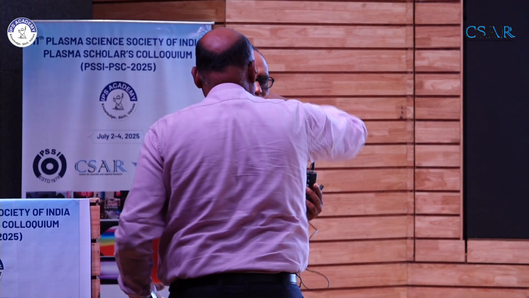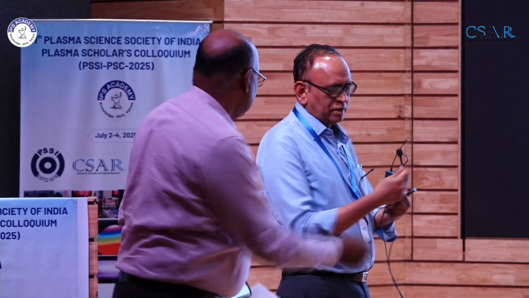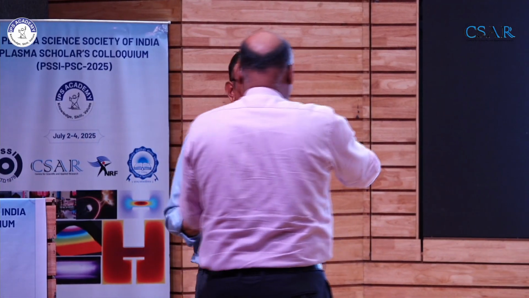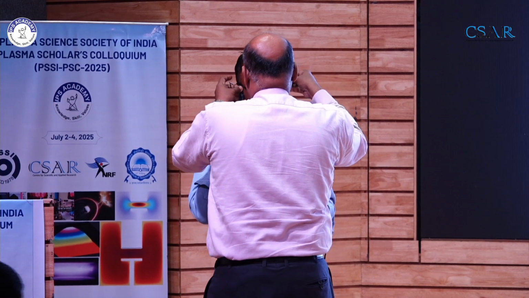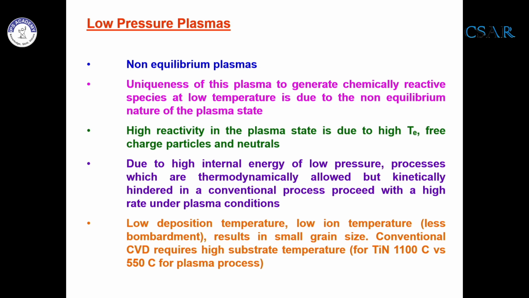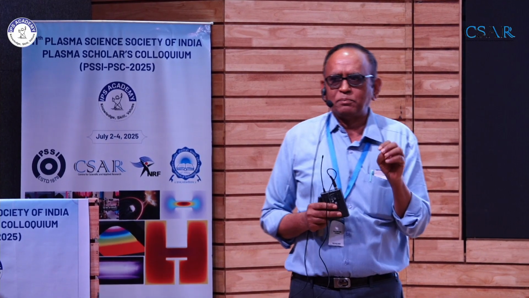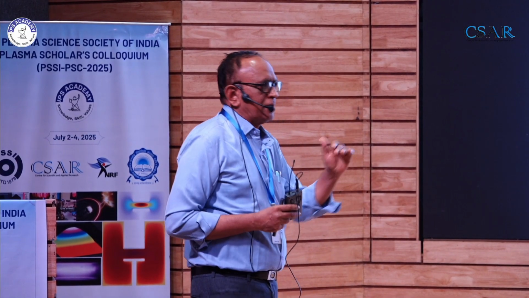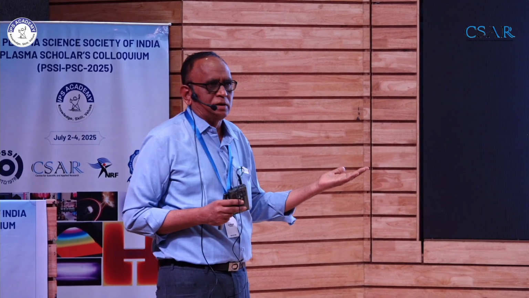if you try to deposit titanium nitride coating using atmospheric pressure CVD or even low pressure plasma CVD, then you need temperatures of the order of 1100 degrees centigrade in the reactor. So if you want to deposit titanium nitride coatings for tribological applications, etc., with precursors like titanium tetrachloride, ammonia, hydrogen, and all those kinds of things, you need temperatures of the order of 1100 degrees centigrade. That is how it was being done in the earlier days.